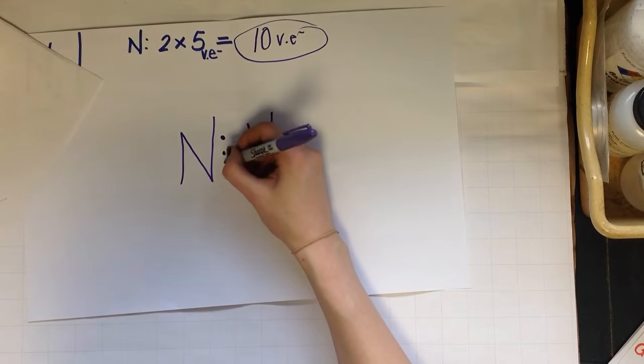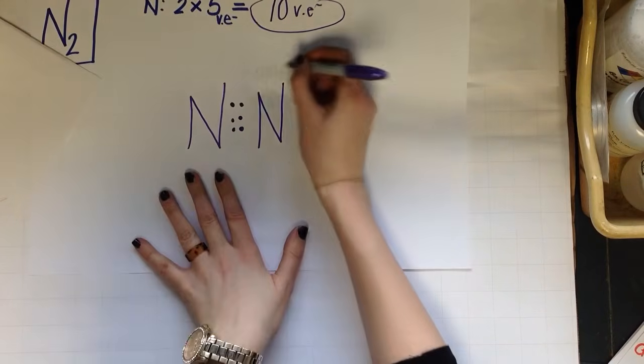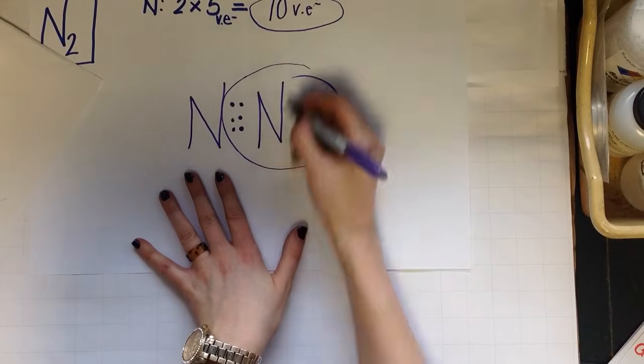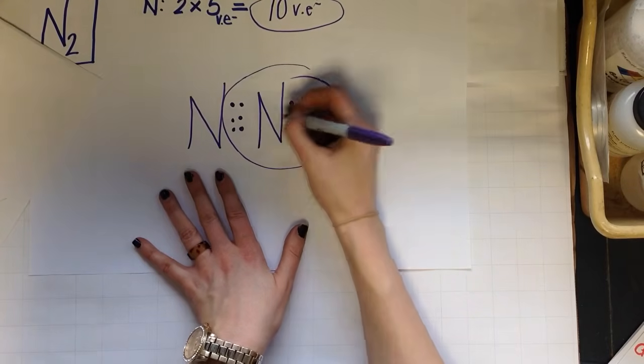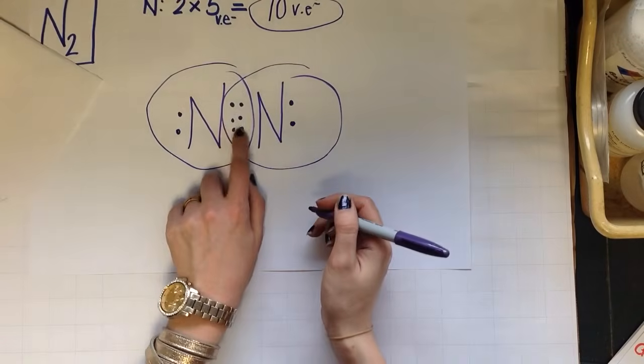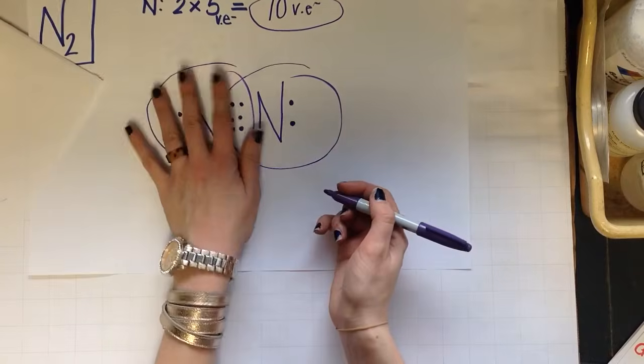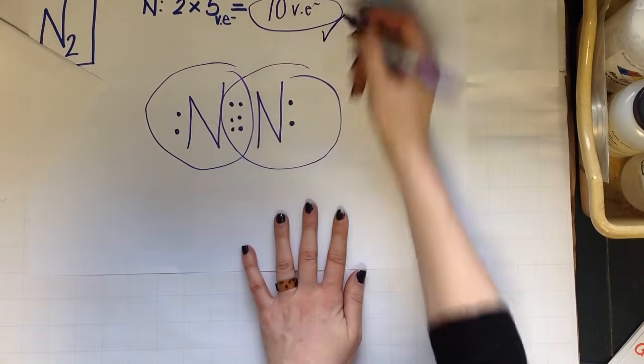1, 2, 3, 4, 5, 6. Okay, now this one has 6, 7, 8, 9, 10. So now I got 1, 2, 3, 4, 5, 6, 7, 8, 9, 10. This one has 8, this one has 8. And I checked against my 10.